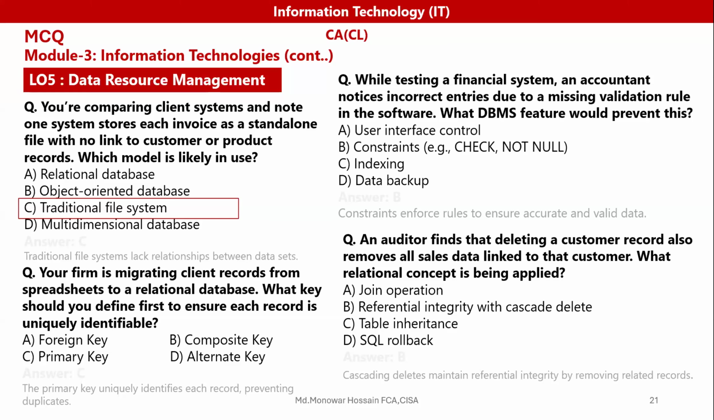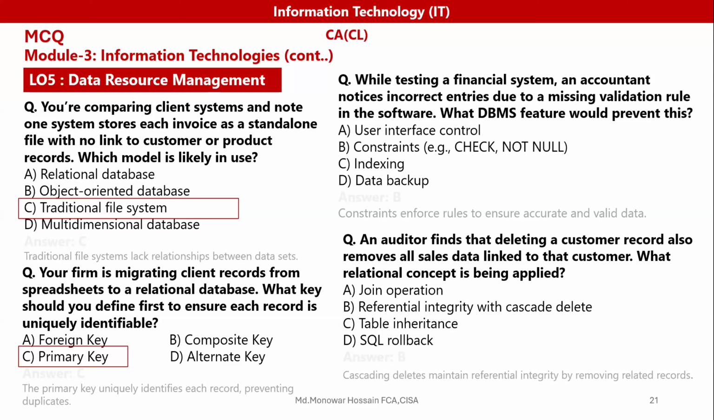প্রাইমারি কি। প্রাইমারি কি, কারণ আপনি মাইগ্রেট করতেছেন ক্লায়েন্টের রেকর্ড একটা রিলেশনাল ডাটাবেজের সাথে, তো এখানে আপনাকে অবশ্যই প্রথম আইডেন্টিফাই করতে হবে প্রাইমারি কি। অনুরূপভাবে আপনি যখন চার্ট অফ অ্যাকাউন্টস দেখবেন, দেখবেন যে প্রত্যেকটা আলাদা ইউনিক নাম্বার আছে অথবা আলাদা নাম, একই নাম কিন্তু কখনো হয় না। সো দ্য প্রাইমারি কি ইউনিকলি আইডেন্টিফাইজ ইচ রেকর্ড, preventing duplicates. Answer C.